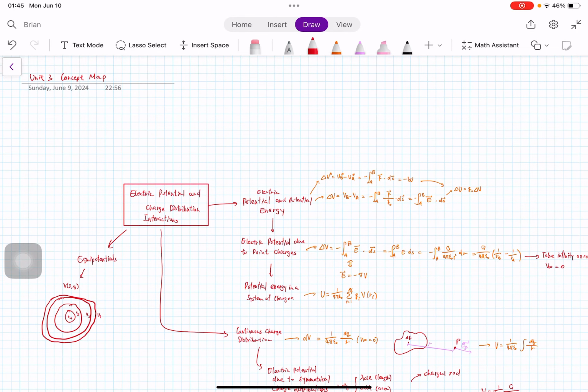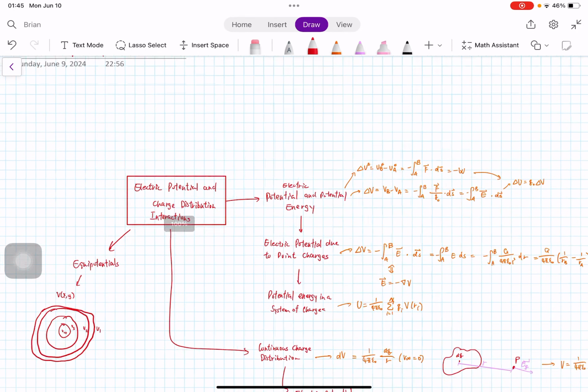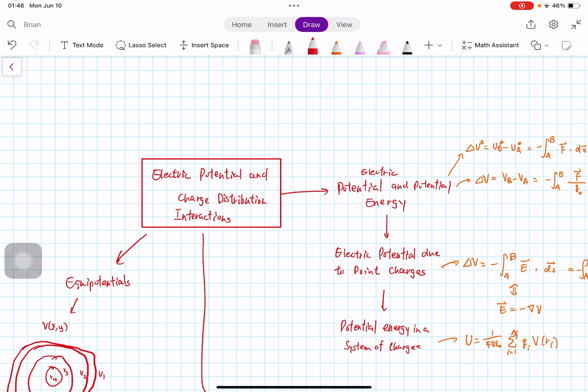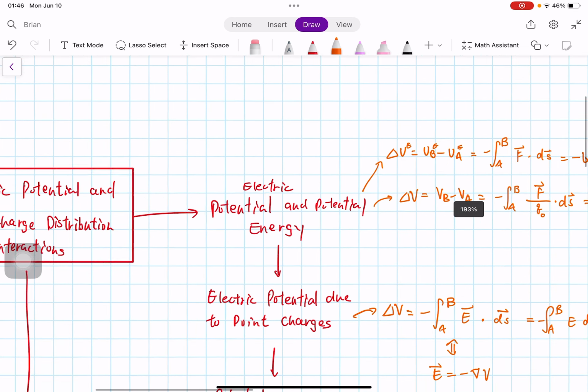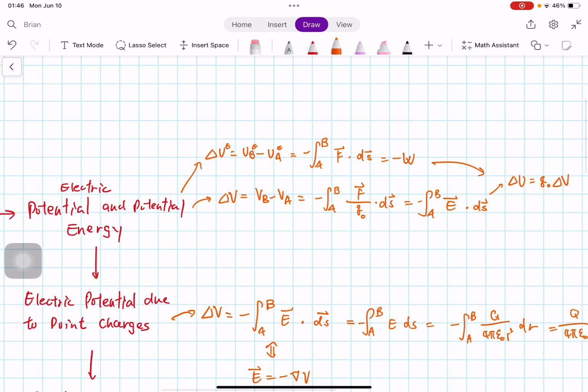In this video, I'm going to talk about the concept map for Unit 3, which is about electric potential and charge distribution interactions. So first I'll talk about electric potential and potential energy.